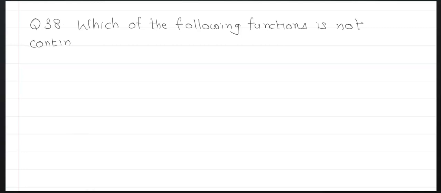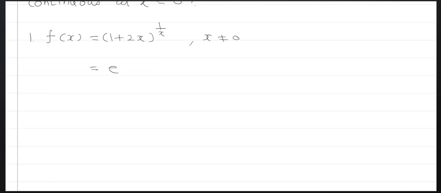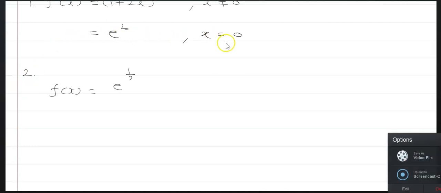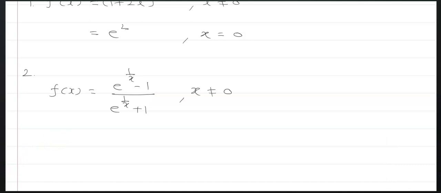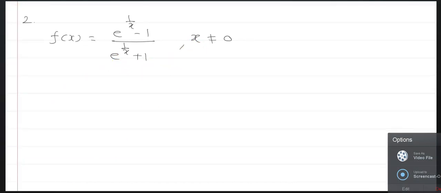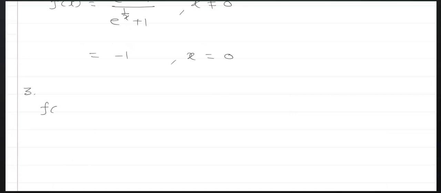Now the next is question number 31. Which of the following functions is not continuous at x is equal to 0? First, f of x is equal to (1 plus 2x) raised to 1 upon x, x is not equal to 0, and f of 0 is equal to e square. Second, f of x is equal to e raised to 1 upon x minus 1 upon e raised to 1 upon x plus 1 for x is not equal to 0, and that is minus 1 at x is equal to 0.